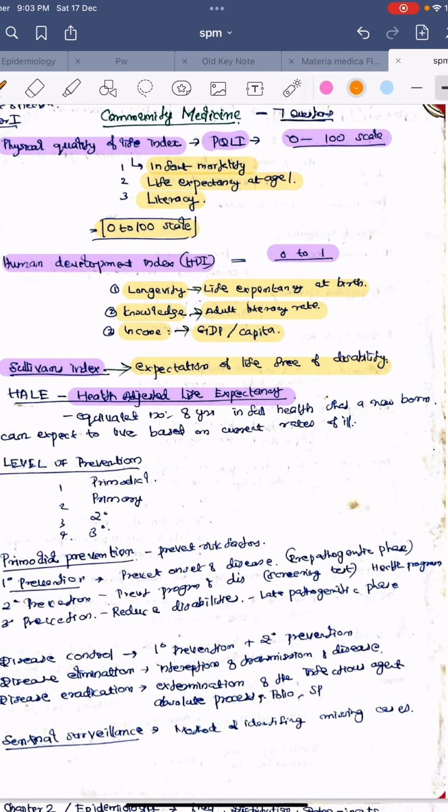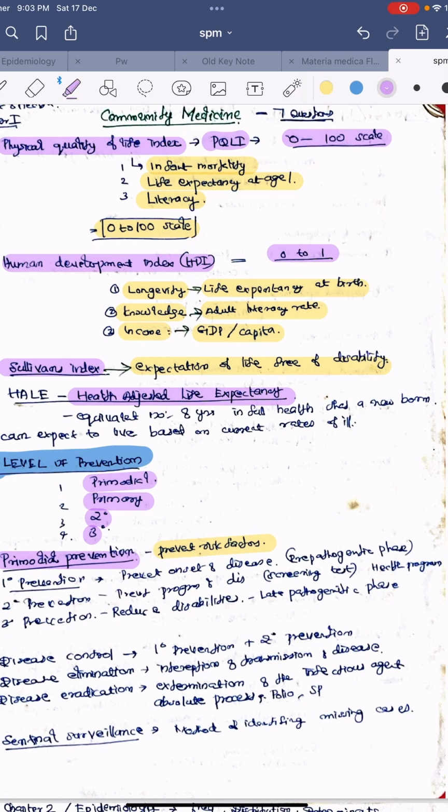Next important section is levels of prevention. The main concepts in the levels of prevention are primordial prevention, primary prevention, secondary prevention and tertiary prevention. So what is primordial prevention? Primordial prevention is prevention of the risk factors.